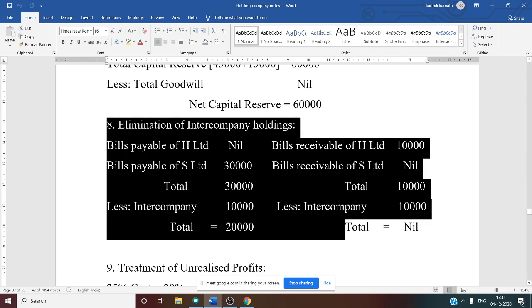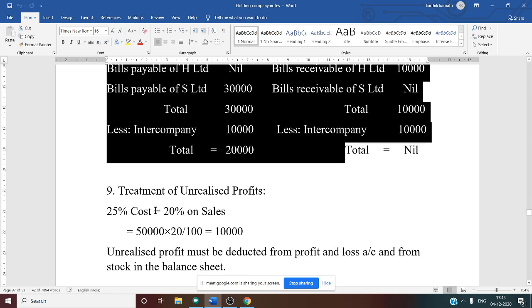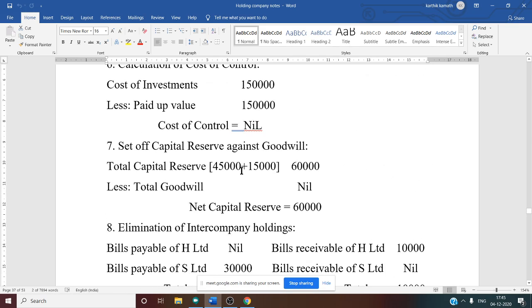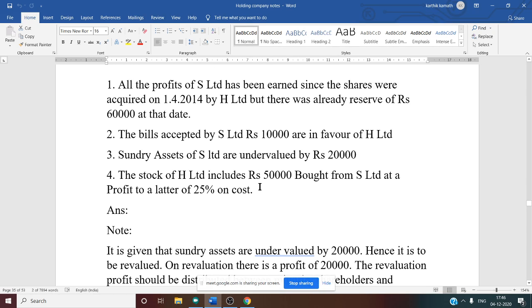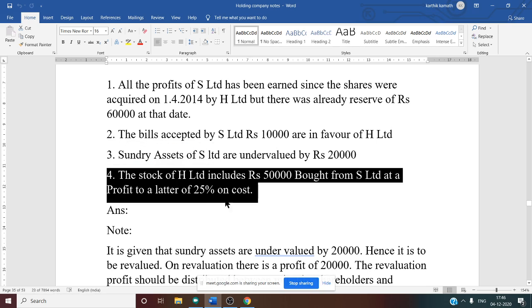After this there is unrealized profit information. So that is given at 25% on cost. So once again we'll look at that adjustment. So see this. So stock of H includes 50,000 bought from S.